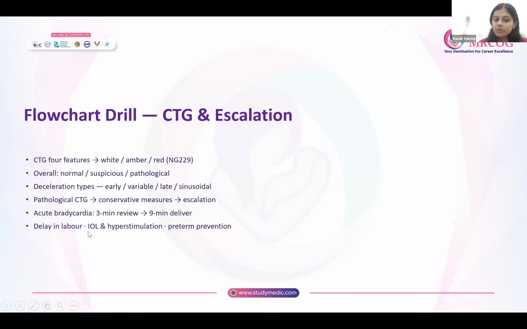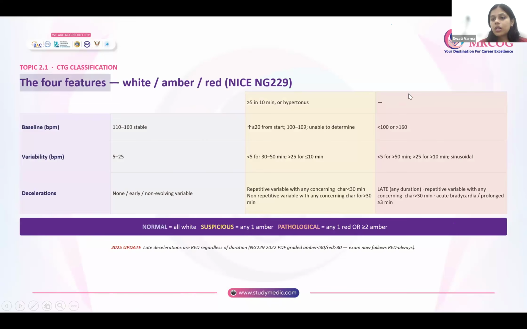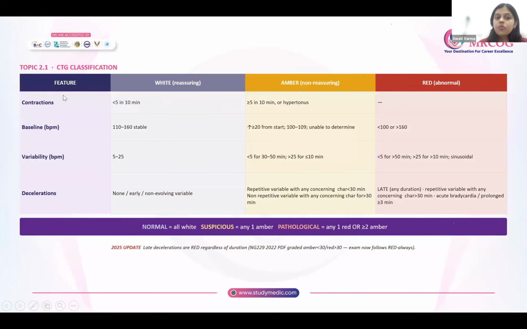Delay in labor, induction of labor and hyperstimulation, and preterm prevention also we will be dealing with now. So now let's come to CTG classification, another very, very important slide, that is when to classify as white, when to classify as amber, and when to classify as red.